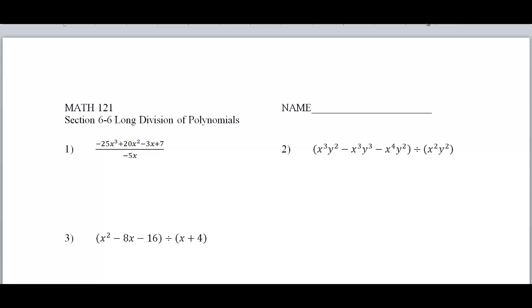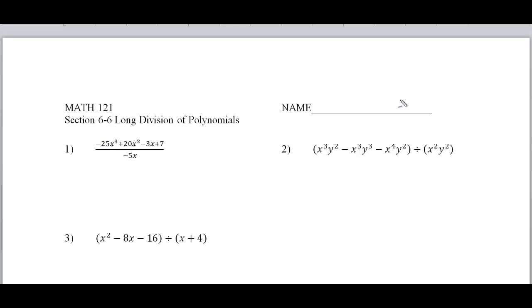This is Mr. Anderson for Kellogg Community College, and we will be looking today at Section 6 of Chapter 6, Long Division of Polynomials. The main purpose of doing this is to check to see if the item that we're dividing by can factor perfectly into the problem we're dividing into, because if you get a remainder of 0, then you have a perfect factor.